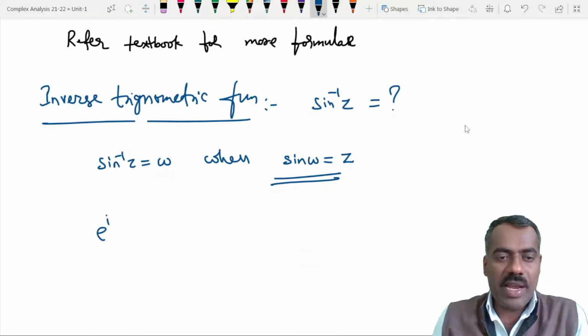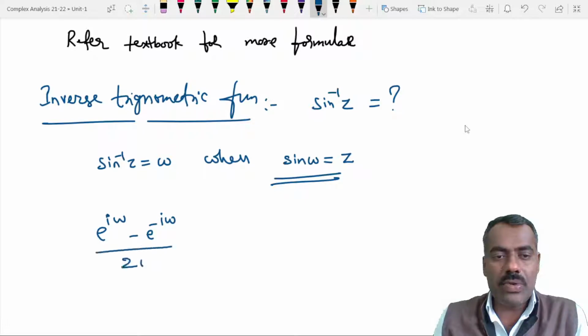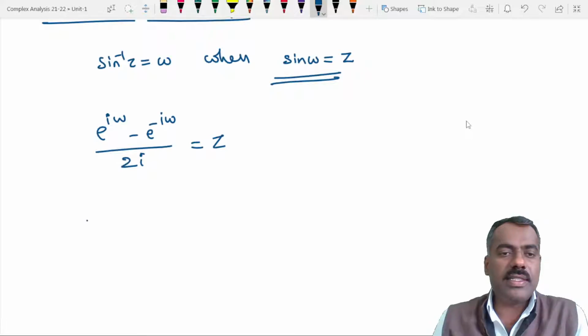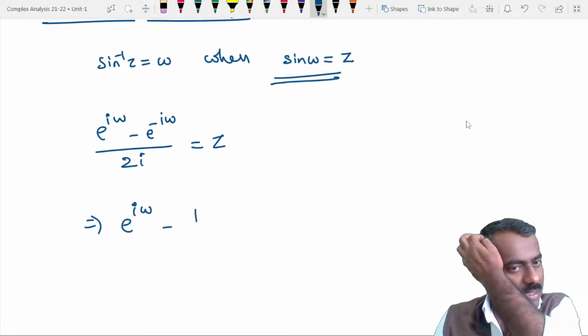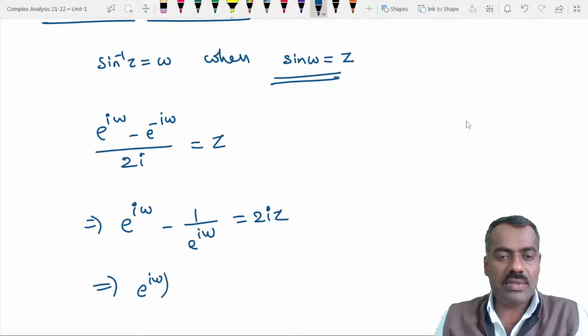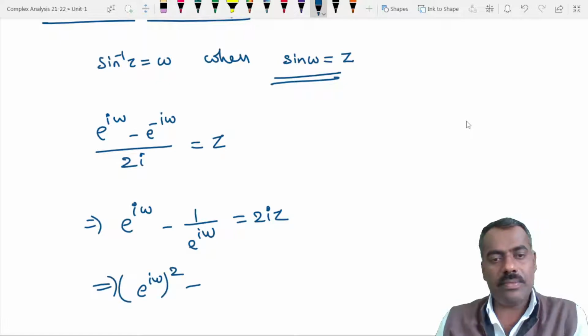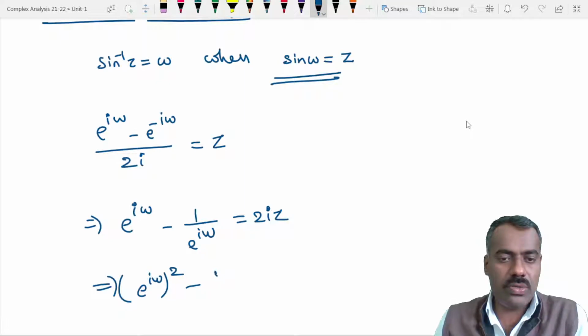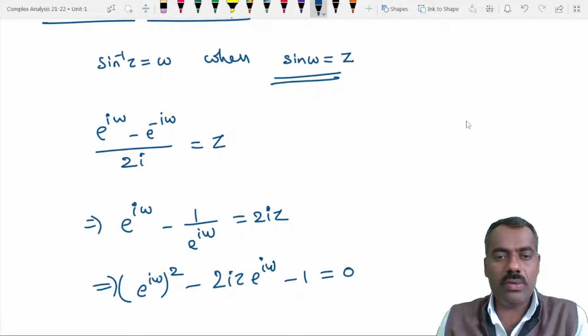That means e^(iw) minus e^(-iw) over 2i is equal to z, right? If you simplify, this is e^(iw) minus 1 by e^(iw), over 2i, equal to z. If you write this as a quadratic, this means e^(iw) squared minus 2iz e^(iw) minus 1 is equal to 0.